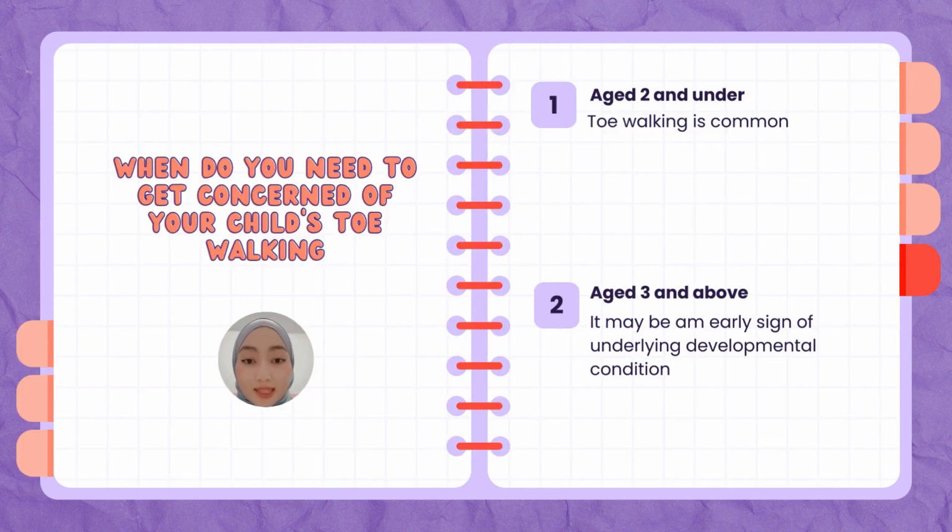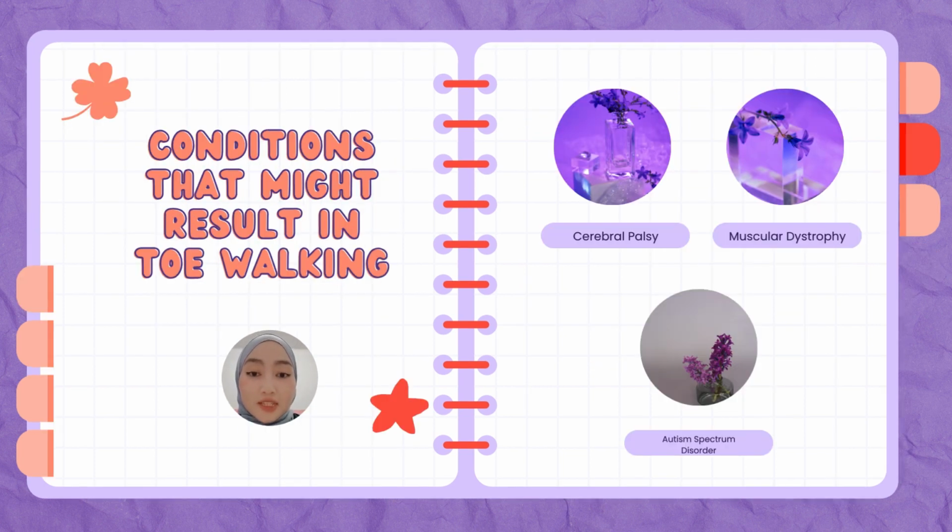So toe walking is actually very common in young children aged 2 and under. This is because it displays developmental variation. However, if the toe walking persists beyond the age of 3, this might be an early symptom of an underlying developmental condition. And this is when the parents should be concerned about their child's toe walking. Moving on to the next slides.